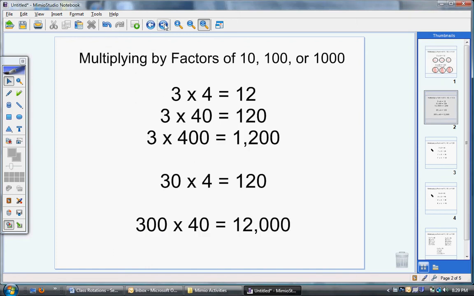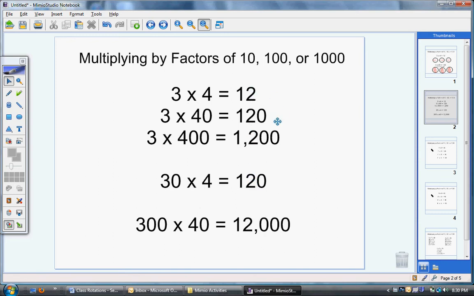Let's see if that pattern continues. I have several different problems here that involve 3 times 4 equals 12 in some way. I have 3 times 40 equals 120. 3 times 400 is 1,200. 30 times 4 equals 120. 300 times 40 equals 12,000. Do you notice any patterns? You should see that on all of these, the factors involve a 3 and a 4. It's just some of them have some zeros added on. You should see that in the products, they always end up with a 12 with, again, some zeros.